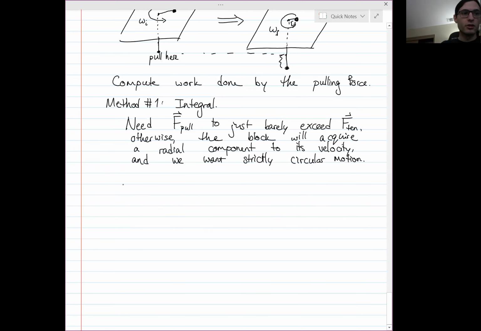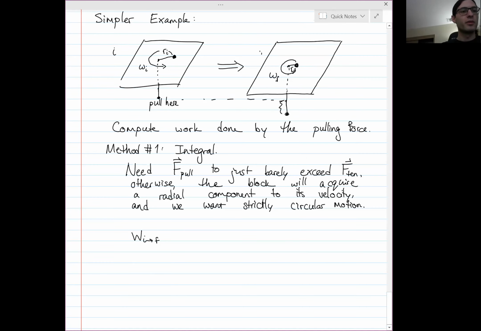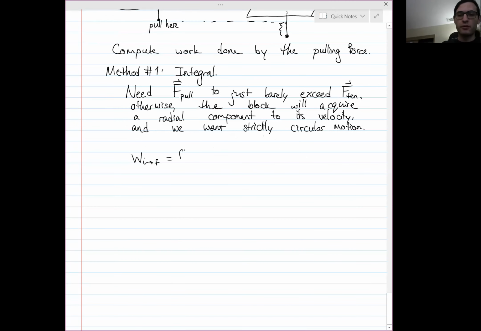So in that case, the work done from I to F, initial here and final here, is the integral from I to F of the pulling force dot dl, which is equal to the integral from r sub I to r sub F of just the magnitude of the force, F, and then the direction of the force is minus dr.